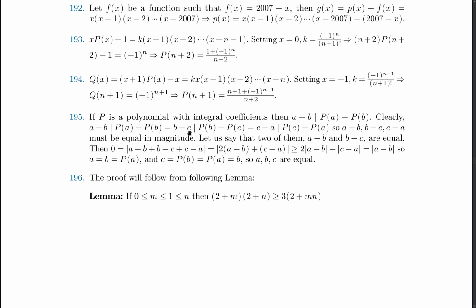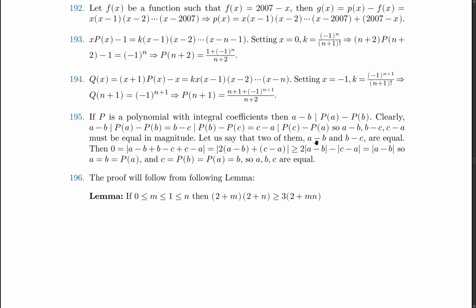Also b minus c will divide p of b minus p of c. So clearly, when you divide, these quotients would be equal. So a minus b, b minus c, and c minus a must be equal in magnitude.